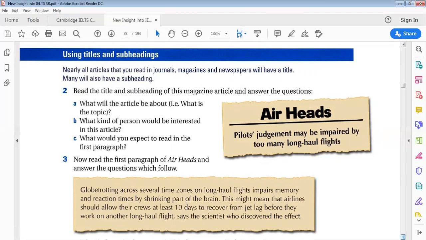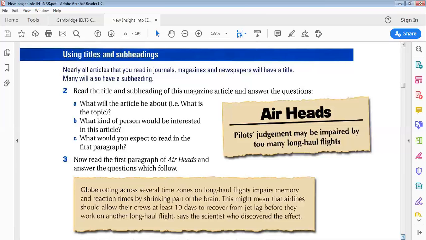What kind of person would be interested in this article? Pilots' judgment may be impaired by too many long haul flights. So it may be someone who is working in an aircraft, or someone who is doing a research paper on pilots' judgment, or on too many long haul flights.